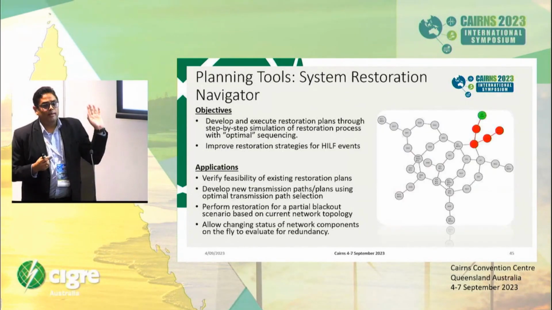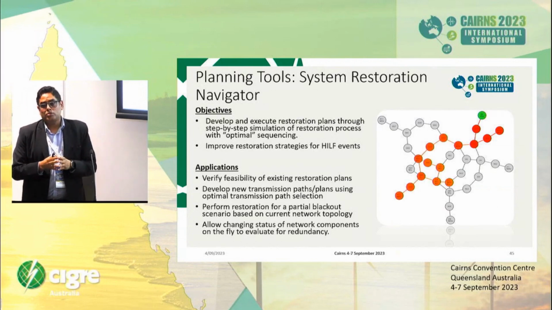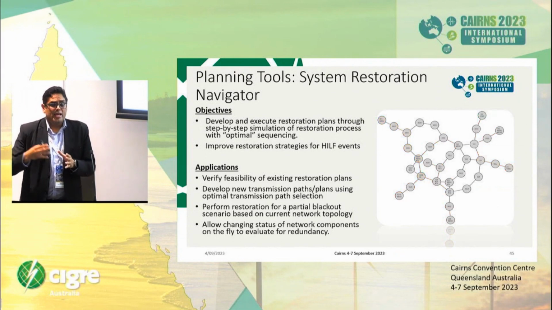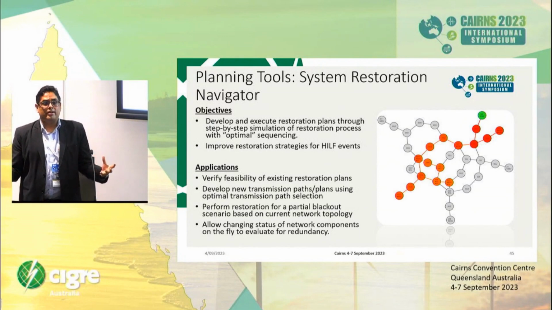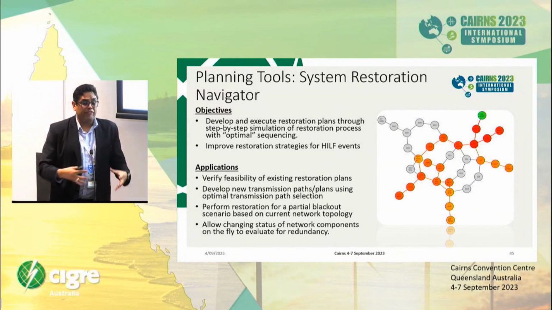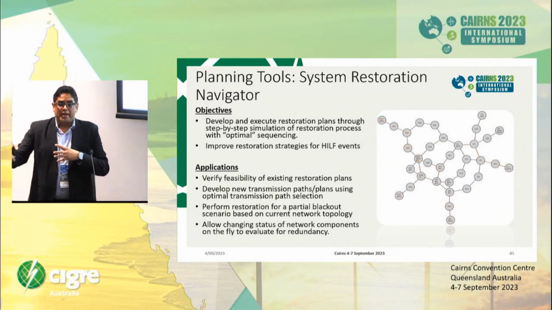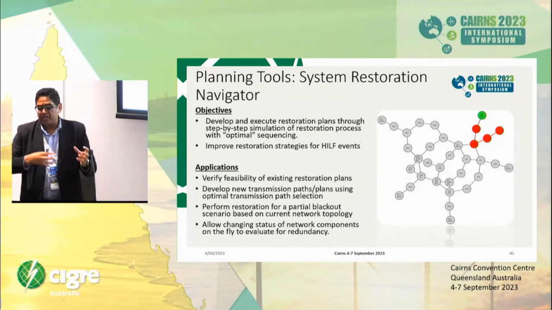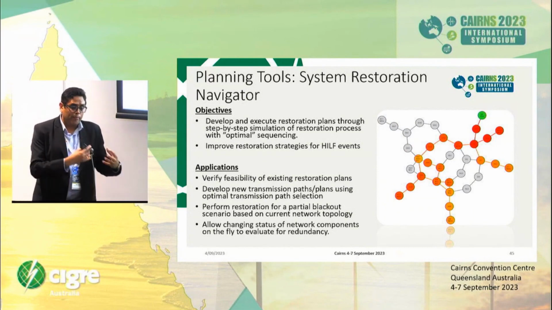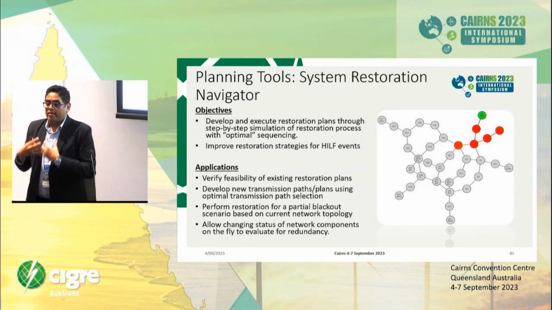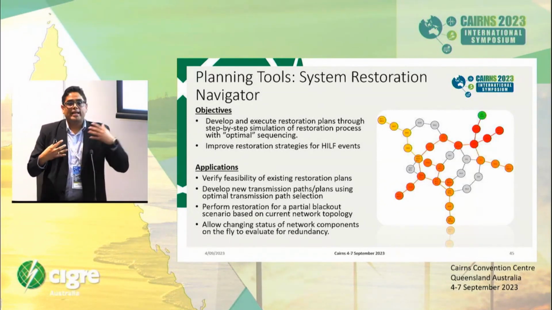The other one is System Restoration Navigator, and that's more of, I would say, an operational planning and operational support tool. One of the big challenges when you're trying to identify new restoration strategies is how to sift through these multiple combinations of network scenarios, generation, and different conditions. So this tool can help guide you in that process, looking at, based on where I am in my current restoration scenario, what is the next best step to take?